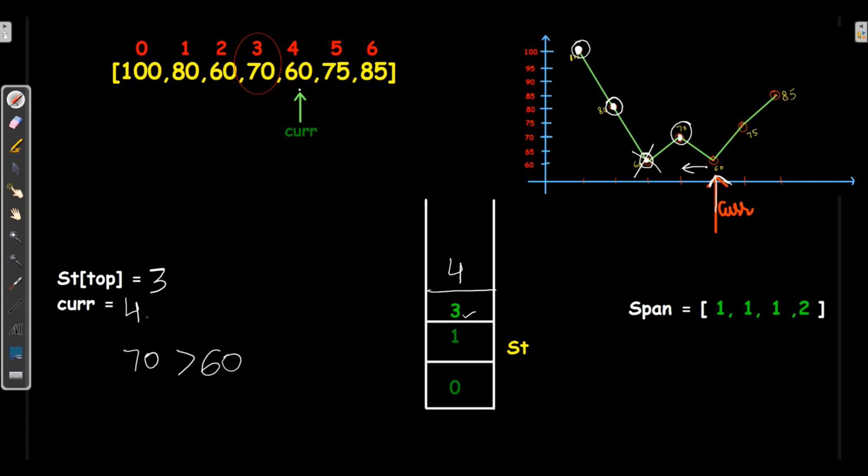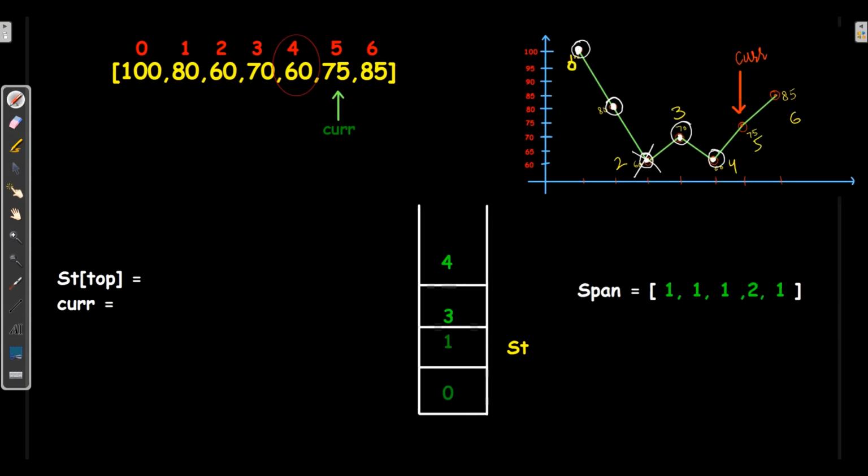And if we calculate the span, 4 minus 3 will be 1. Now for the next, current data is 75. At stack top we have 4 and at the current we have 5th index. Now we will compare both prices. Stack top is 60. Is 60 greater than 75? No, it's not. So the value will be popped out and the stack top will be 3 now.